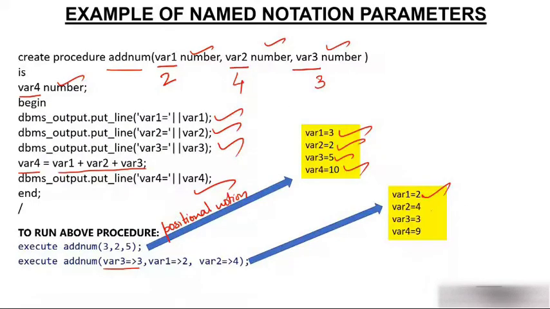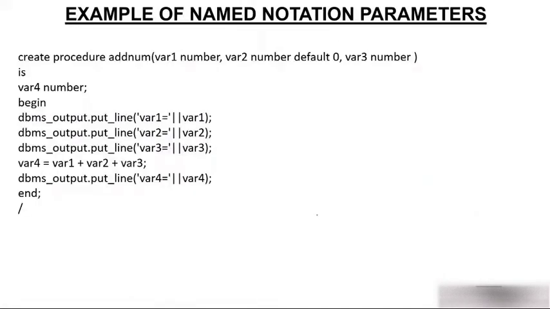Variable 2 is 4. Fine. Variable 3 is 3, and the sum is 9. Fine. So this is named notation. N-O-T-A-T-I-O-N.